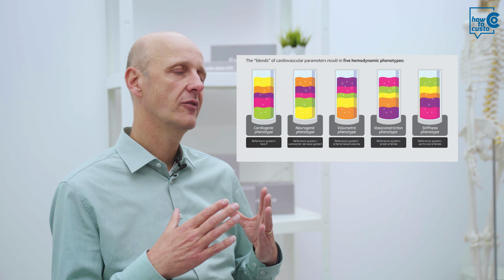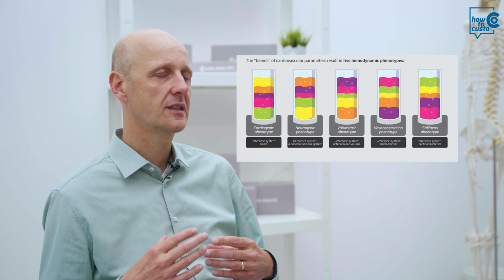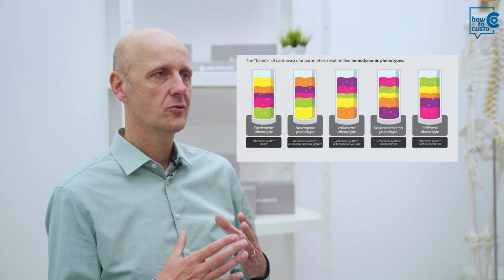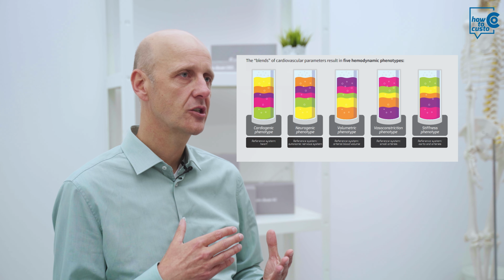And the fifth and final phenotype is the stiffness phenotype, which has the aorta and the large arteries as a reference system, and which describes whether this system is still sufficiently elastic or already restricted by stiffening processes. If there is a relevant degree of restriction here, we speak of the stiffness phenotype. These are the central innovations that we have mapped here. On the one hand, the determination of these cardiovascular parameters in the hemodynamic phenotypes, and on the other hand, the formation of the hemodynamic phenotypes based on the expression of these parameters.